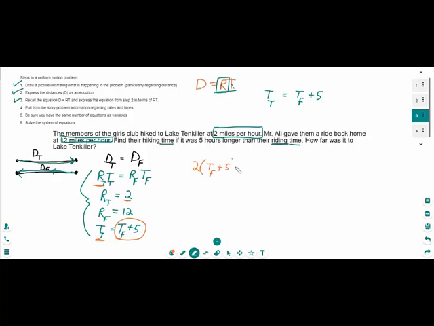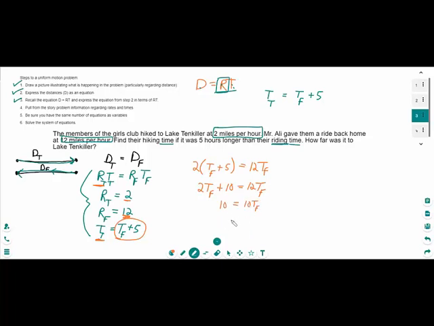All right, and then we have our equal sign. R sub f, we know what that is. It's a 12, so we can replace that. And then t sub f, we don't know what that is, so we leave that just the way it is. Now we can multiply things through. So we end up with 2 t sub f plus 10 equals 12 t sub f. If I subtract the 2 t sub f from both sides, I'm going to end up with 10 is equal to 10 t sub f.